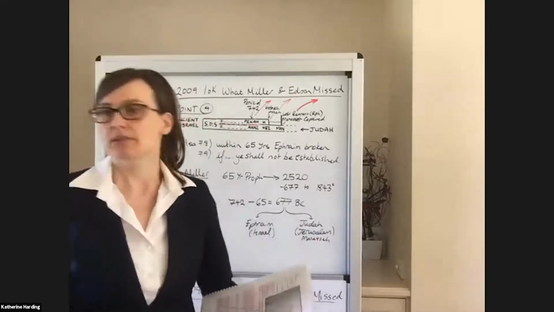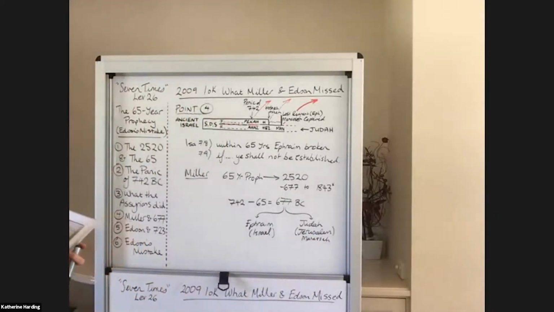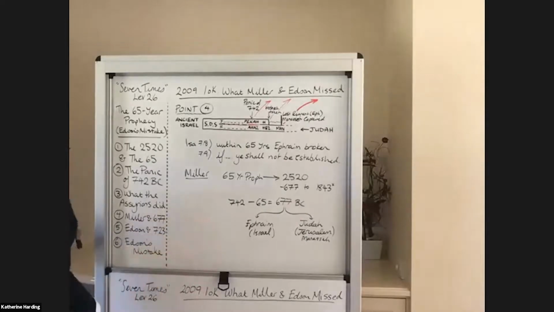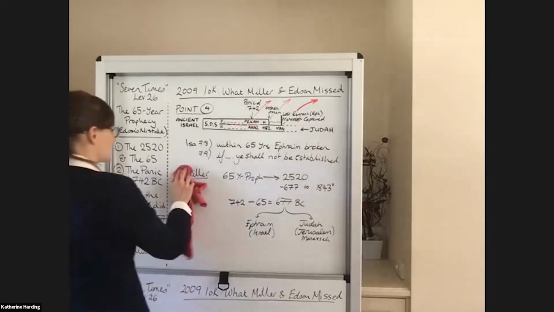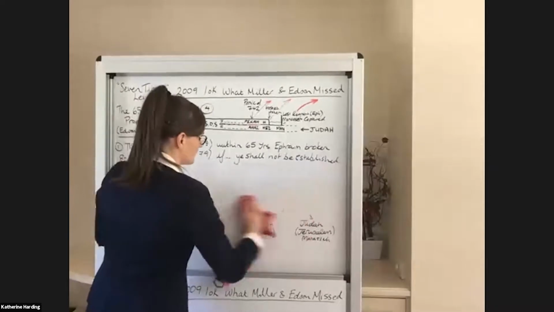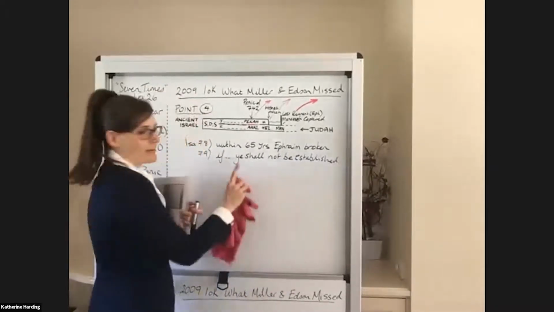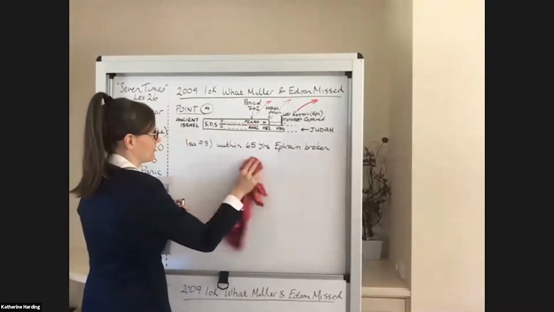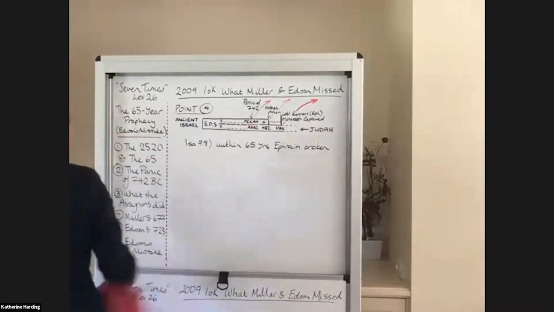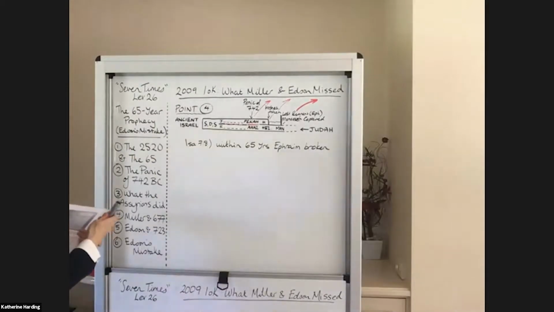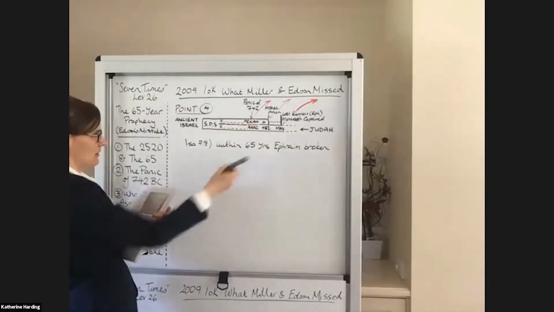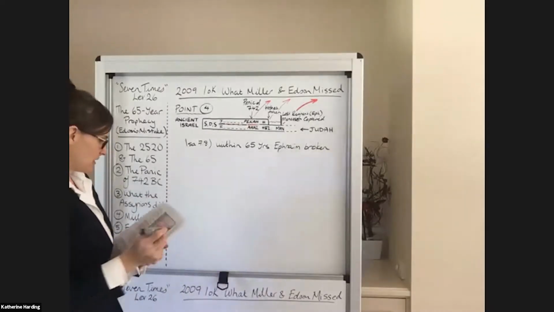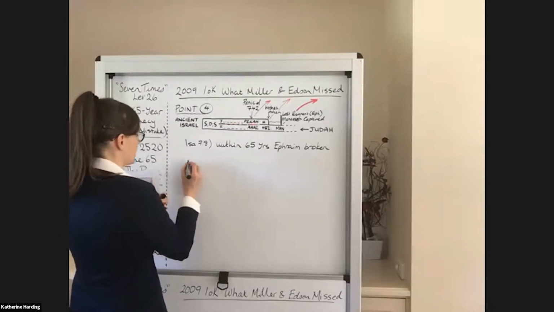But Edson doesn't do that. I'm just going to rub this one out because he doesn't really talk about it. He's focusing on this one. Okay, so Isaiah 7 verse 8 here. He's going to focus on that verse. He knows that the 65 years is connected to the 25-20 as well.